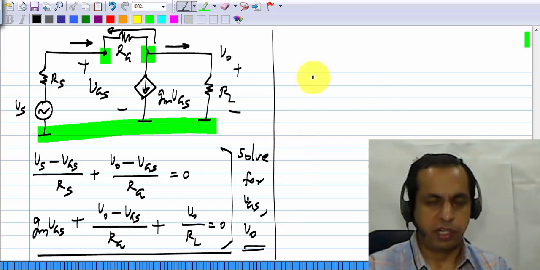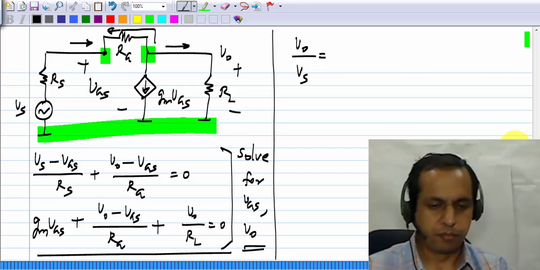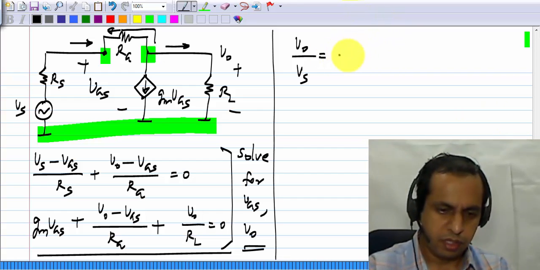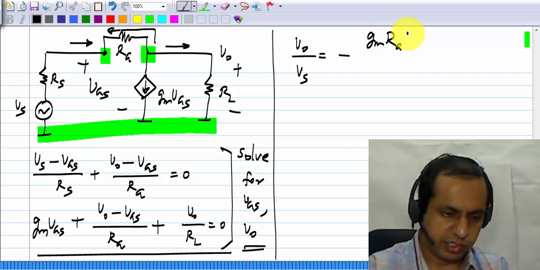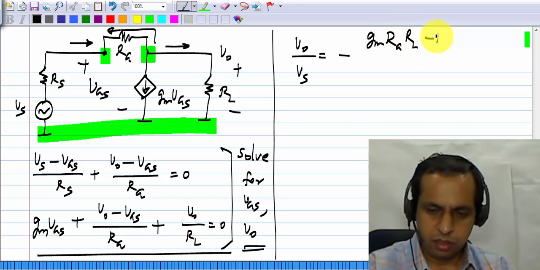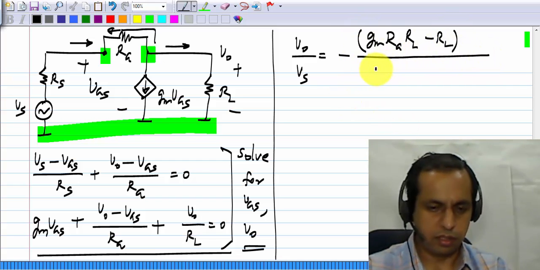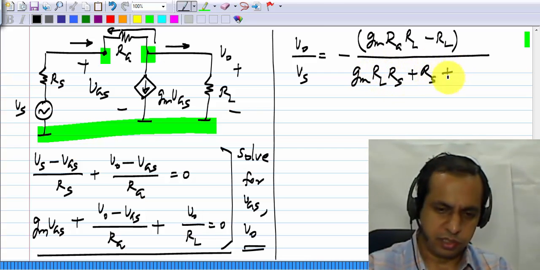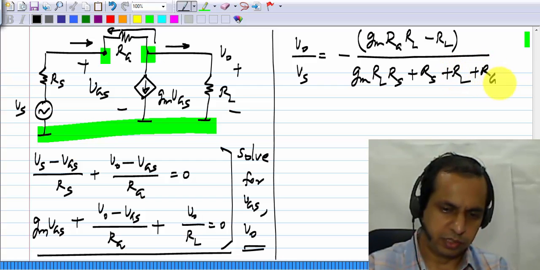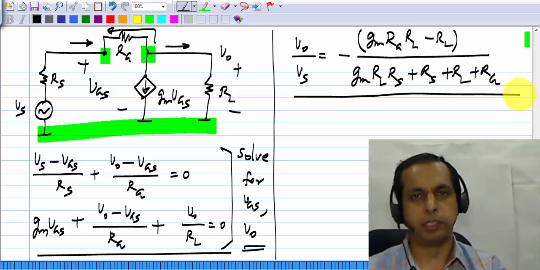So if you do solve for it, you will find V0 by Vs to be minus GM RG RL minus RL. Okay, this is in the numerator, and in the denominator you will get GM RL RS plus RS plus RL plus RG. Okay, appears to be a somewhat complicated expression.